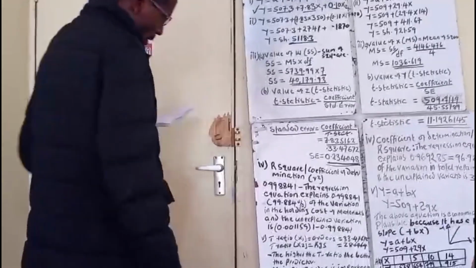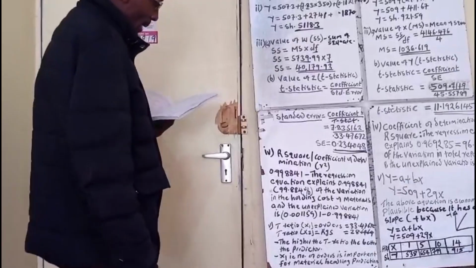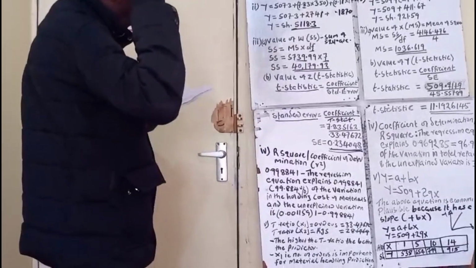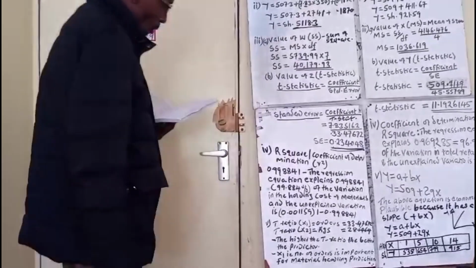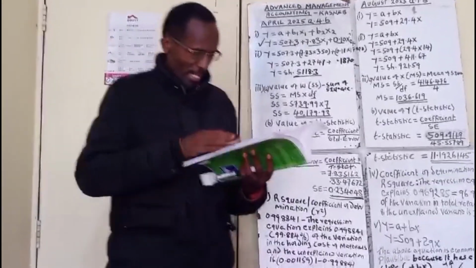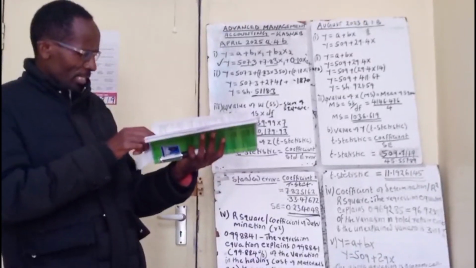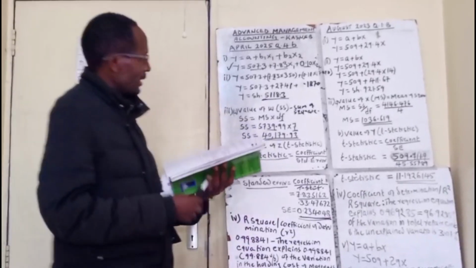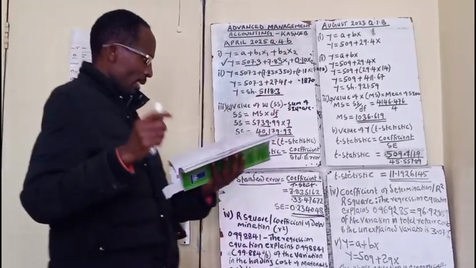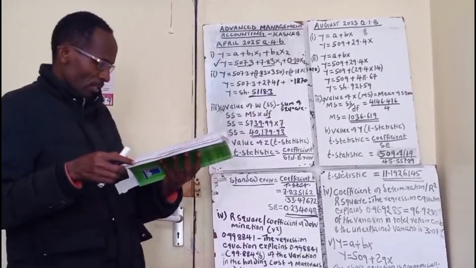It will be said that the higher the T ratio, the better the predictor. X1, i.e. the number of orders, is important for material handling prediction. So that is April 2025 question 4B. Then the other, which is the last question we also did, is on the other side, August 2023 question 1B.